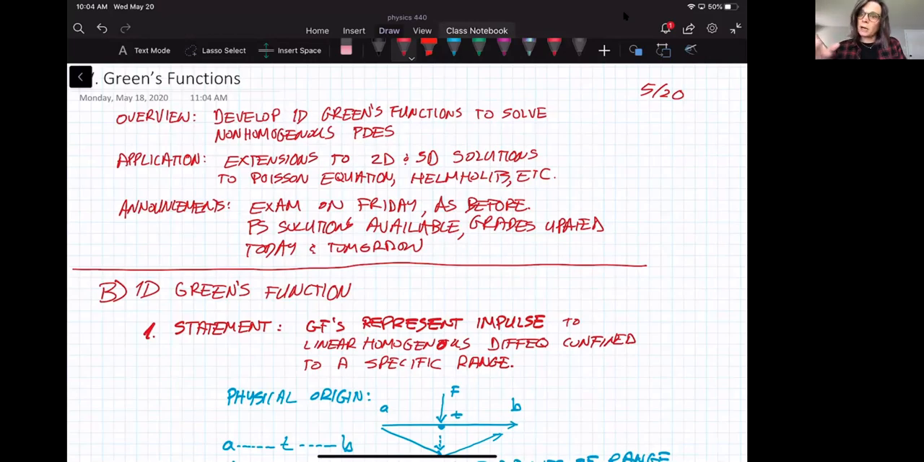And I have one simple, hopefully simple, example problem for you to do that has an answer. So that's why it's simple. It actually works.